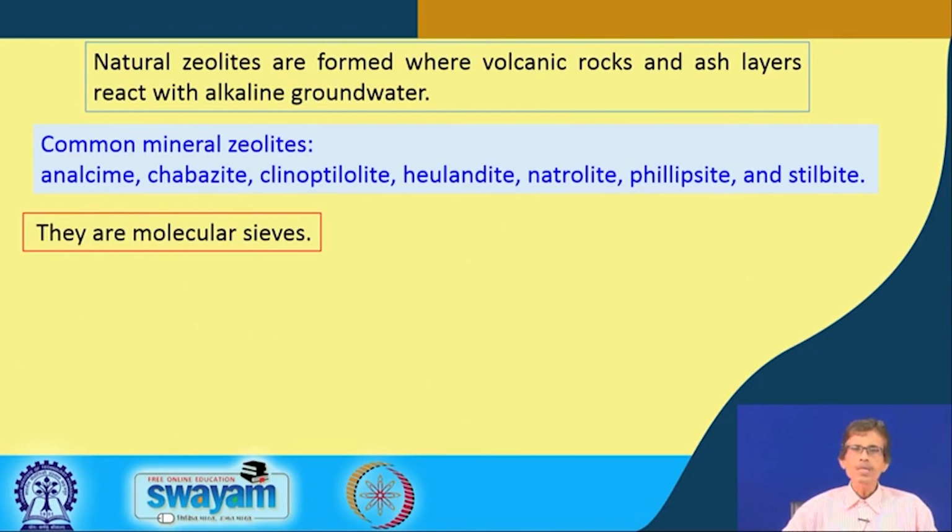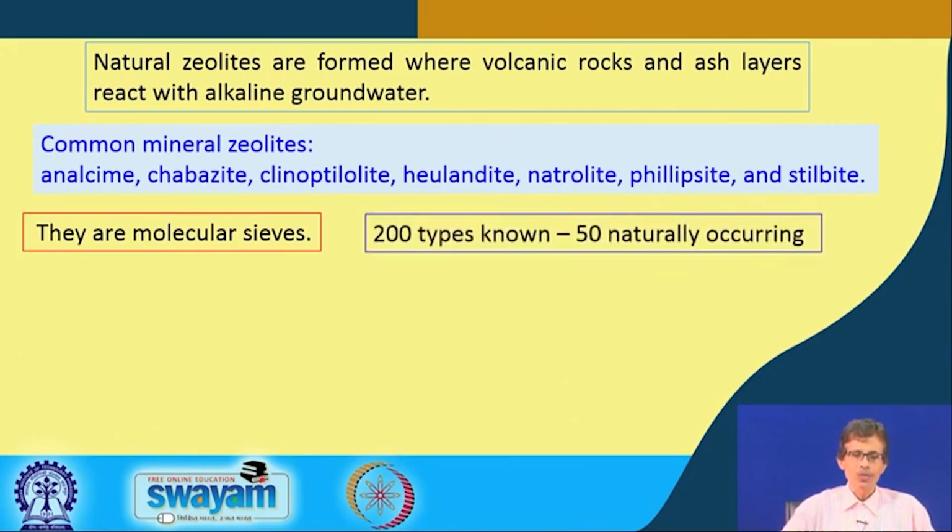When we use these as molecular sieves, that means they have very useful pores, and the pore dimensions are of molecular size such that they can trap some molecules inside, and we can go for catalytic reactions based on the surface of the zeolite or the trapping of those materials. A large number of these zeolites are known in the literature. 200 types are known, and out of those 200 types, 50 are naturally occurring. So we have a very big source of naturally occurring zeolite materials.